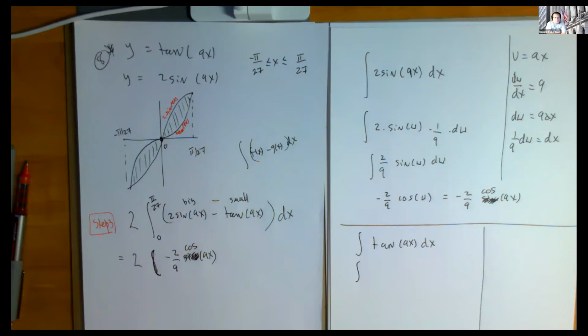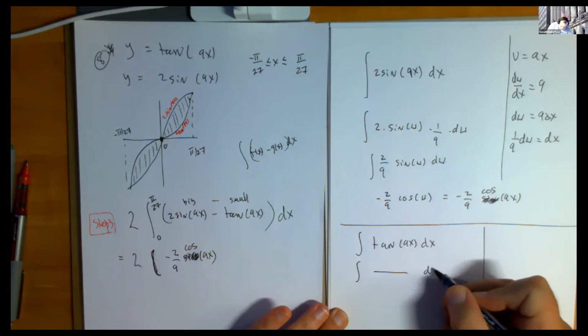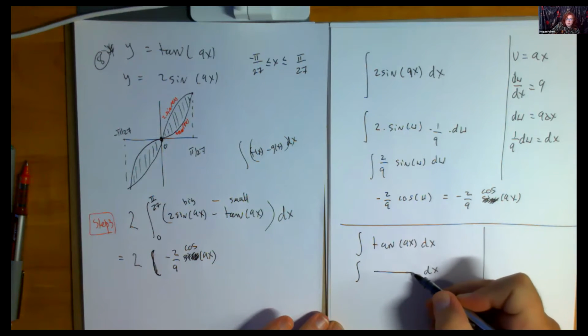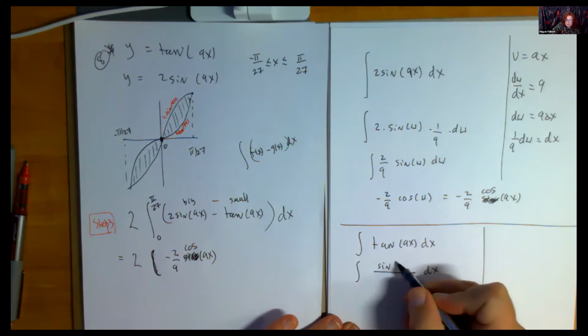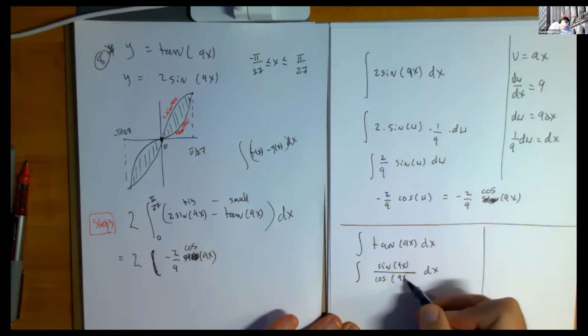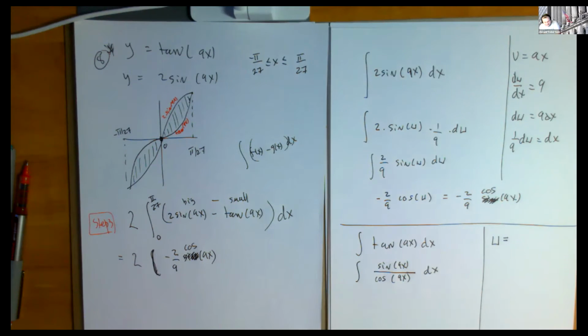And trig is always going to be the worst ones, because trig can have so many different ways things can happen. But can anybody remember tan of 9x being written in another form? Sine of 9x over cosine of 9x. Now, superficially, you might think you're making your life hard, but you're not. You're actually helping yourself. I can now do a u sub.